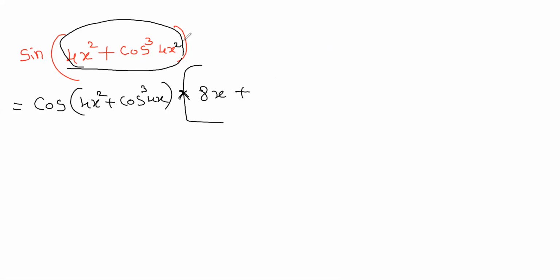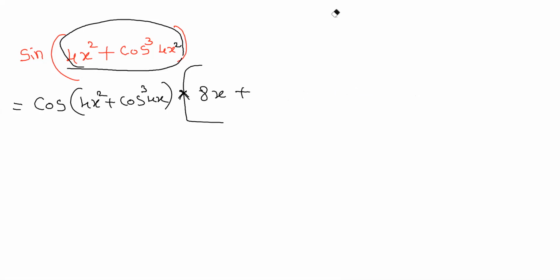4x square. It may look very complicated, but it is not. So it'll be 4 into minus 2 sine 4x, right? Let's see. Is that right?